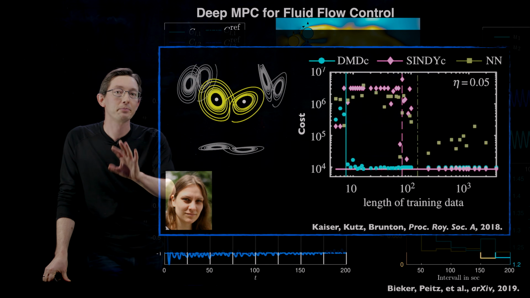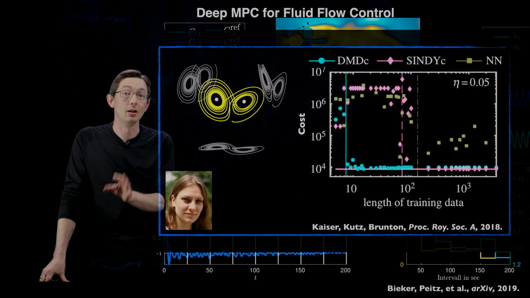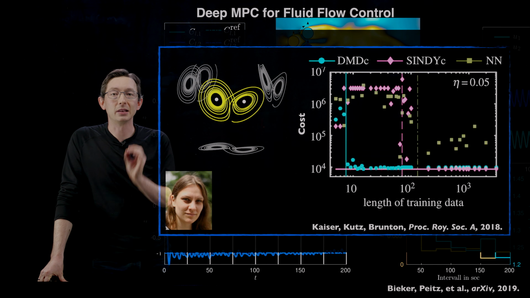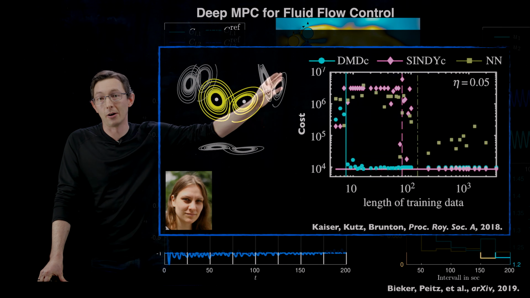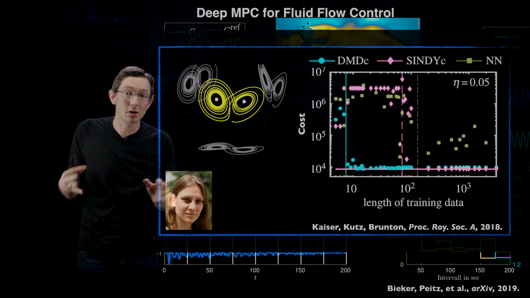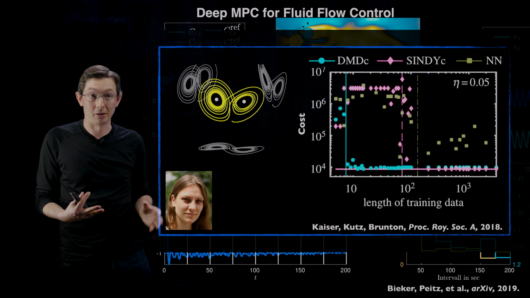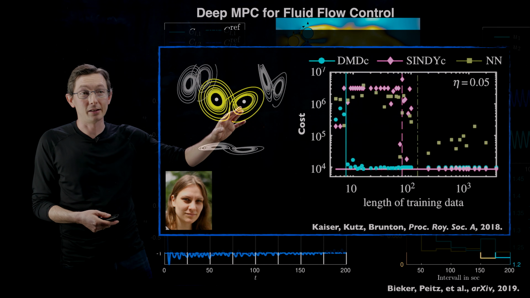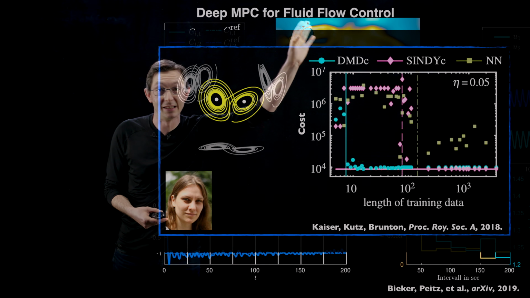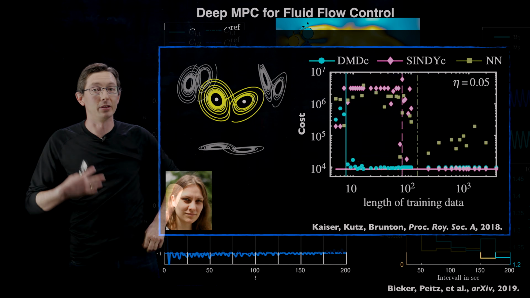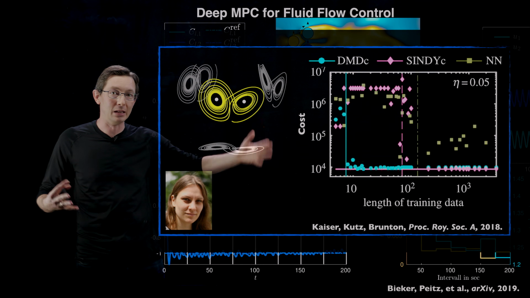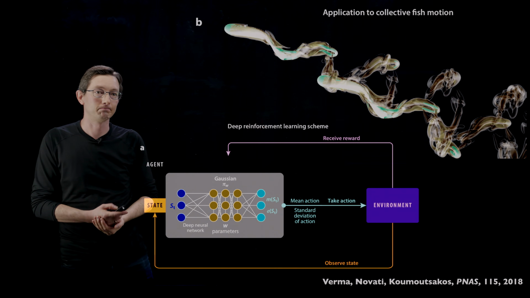Huge, huge point here. If you're doing flow control with model predictive control, please start by using a DMD model or a SINDy model. And if those don't work, definitely use a deep learning model. But it's really always a good idea to start with a simple model that's easy to train, fast with little amounts of data, rather than a big, beefy neural network model.